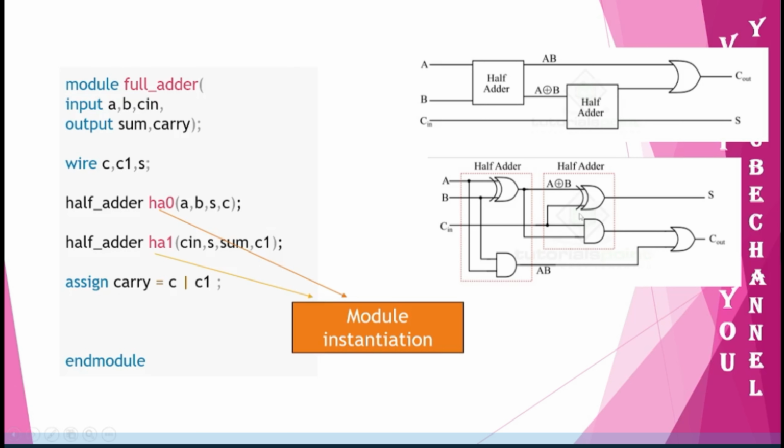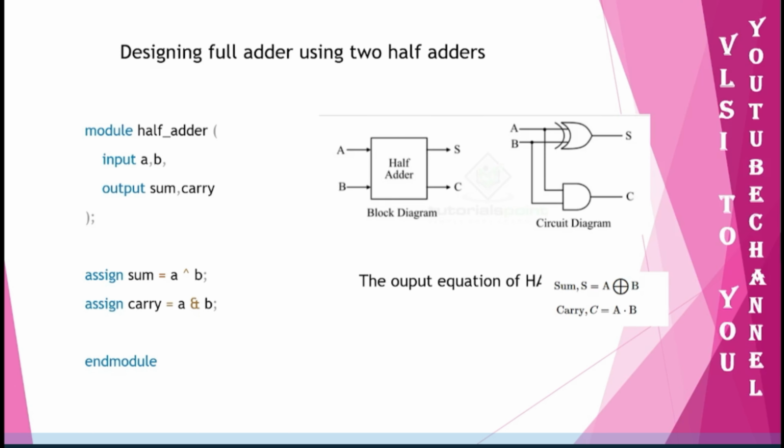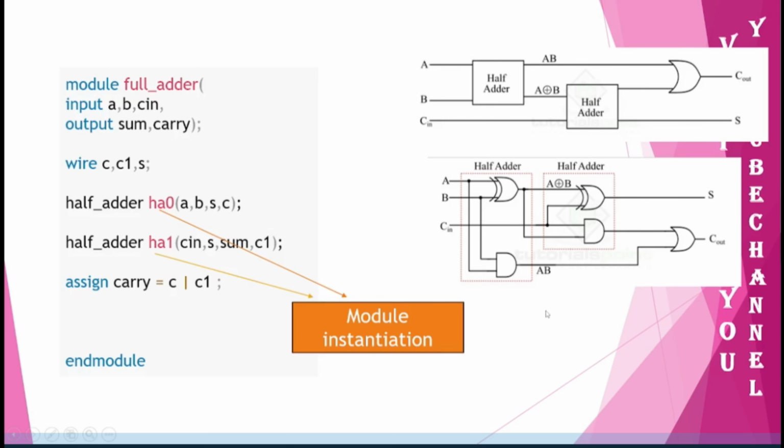If you analyze the structure, the same thing that you are going to do here. Okay, so that is why first you should know how to create the structure and expression, and based on the expression how we are going to write the structure. So this is how you are going to use the module instantiation technique within the full adder code, in order to design two half adders.